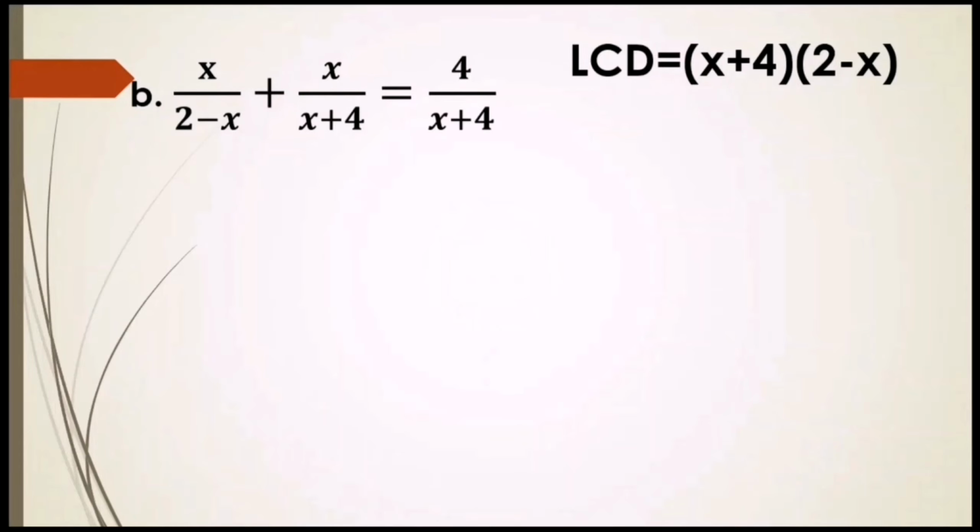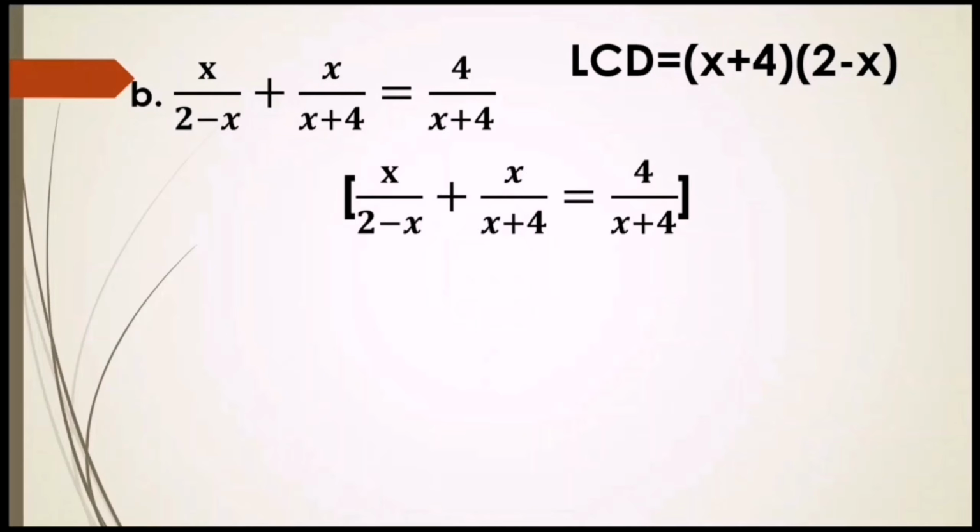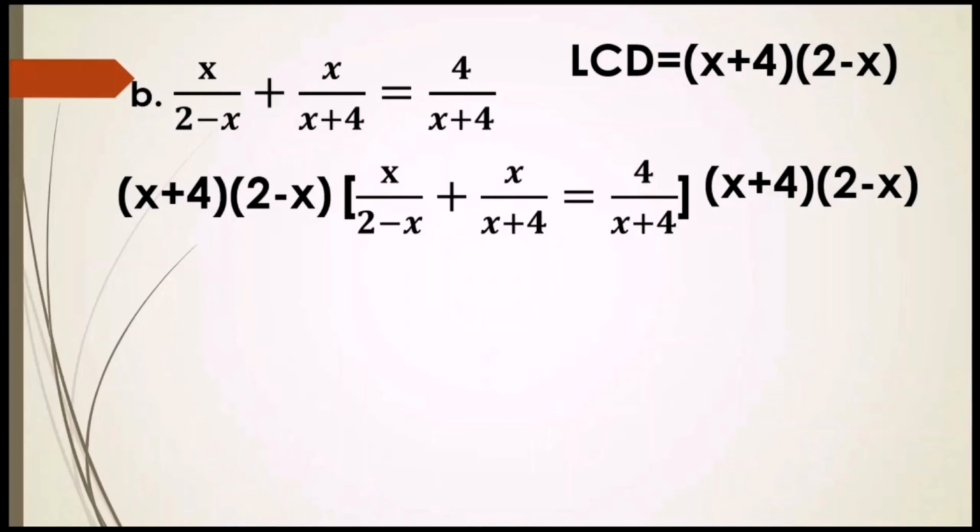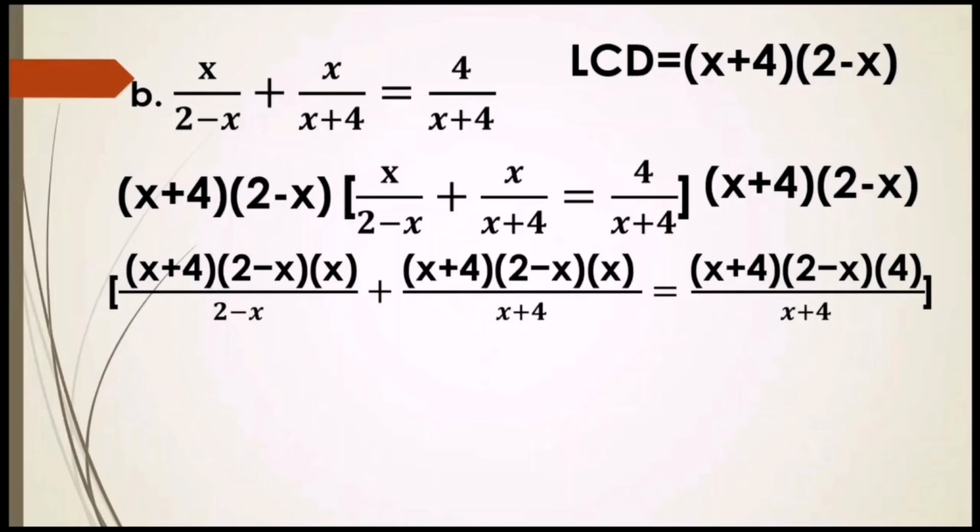So, in multiplying the LCD, we are going to distribute the LCD to our equation. Say for example with this one. So, we are going to multiply to the left and the right hand side of our equation. And then you need to multiply or distribute. So, LCD times x all over 2 minus x is equal to x plus 4 times 2 minus x times x all over 2 minus x.